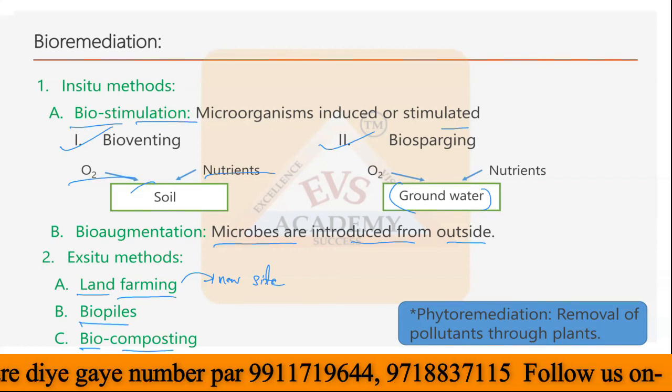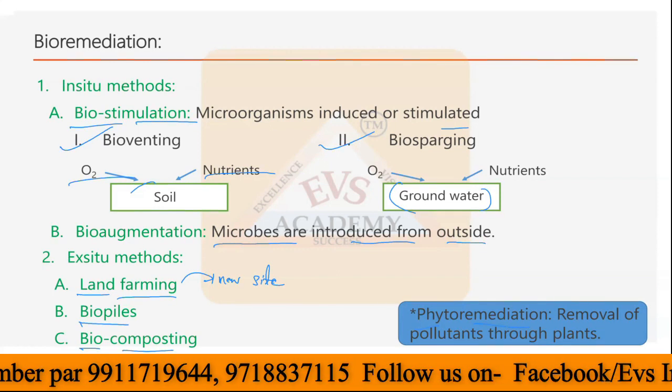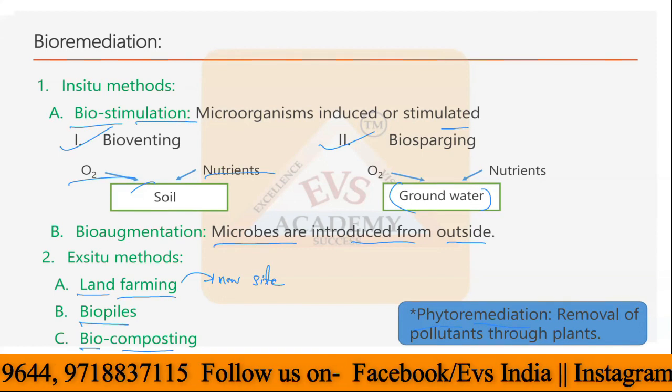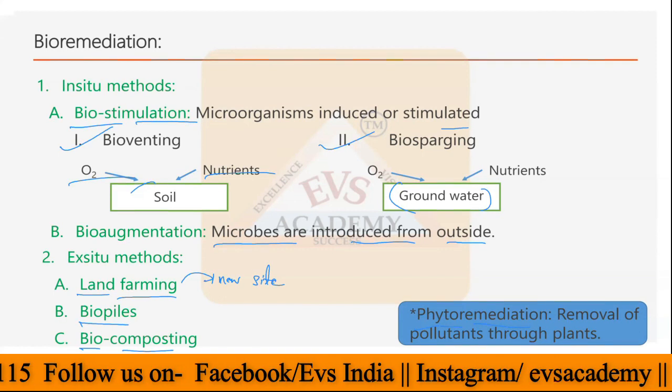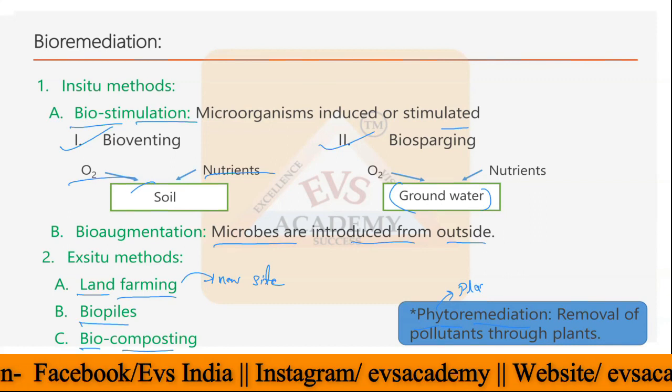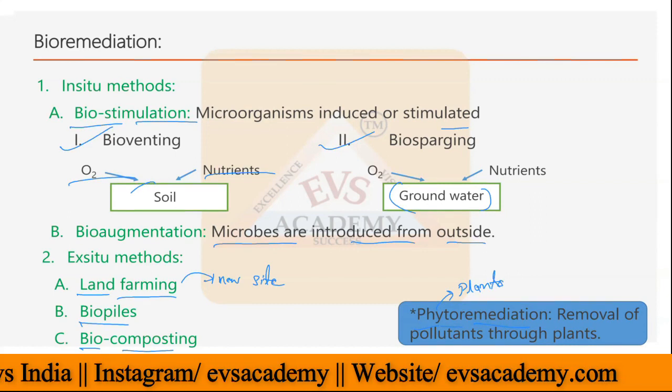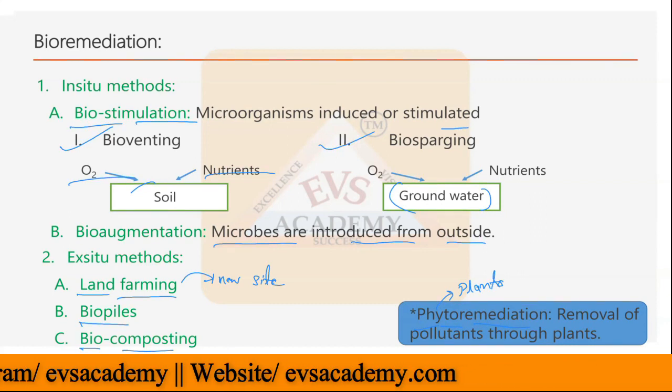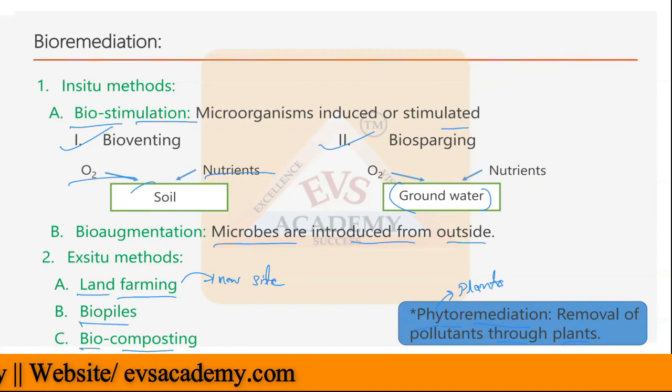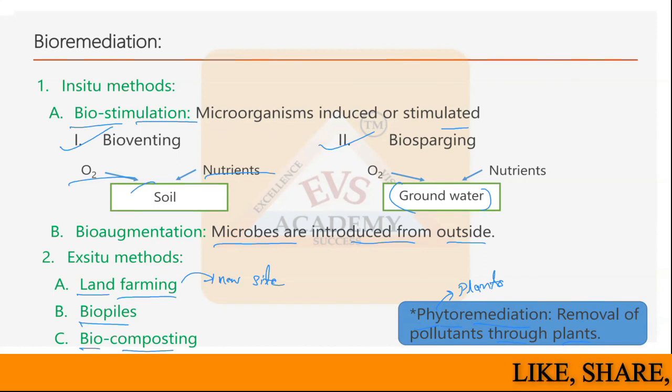And we have another term, phytoremediation. As in the name itself, phyto means plants are used here. If plants are used and remediation is taking place, the removal of pollutants through plants is called phytoremediation. So these are all the different types of bioremediation. I hope that is clear to you.